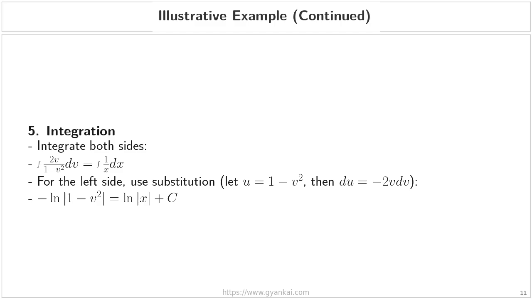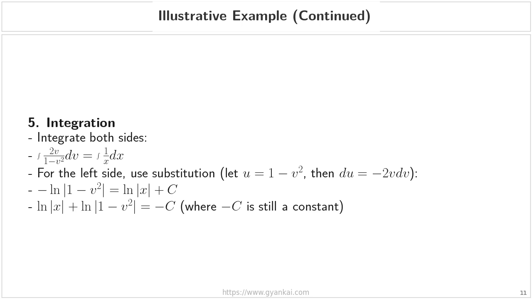This allows us to transform the left side into the negative natural log of the absolute value of 1 minus v squared. On the right side, the integral of 1 over x is simply the natural log of the absolute value of x, plus our constant of integration, c. Now, to clean this up, I'll move the negative sign from the left side to the right side, making it plus the natural log of the absolute value of 1 minus v squared equals negative c.